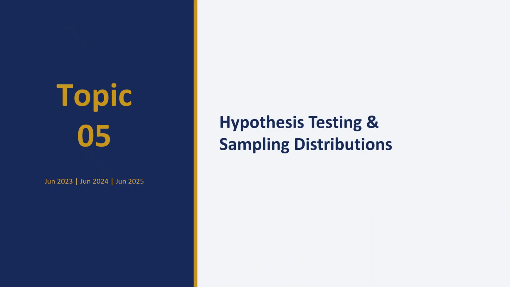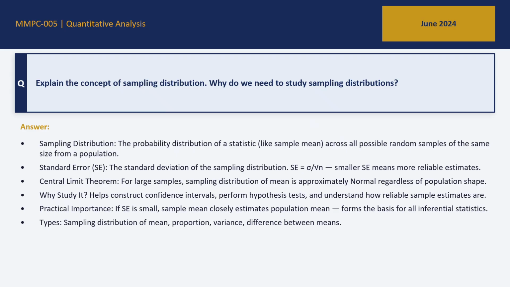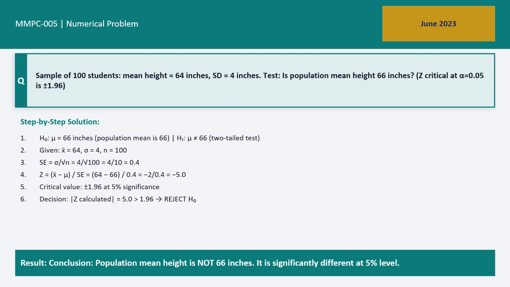Next, we move to sampling distribution and hypothesis testing. Sampling distribution is the distribution of a statistic like sample mean across different samples, and standard error measures its variability. Central limit theorem states that for large samples, the distribution becomes normal. Hypothesis testing involves stating null and alternative hypotheses, calculating test statistic like Z, and comparing with critical value. If calculated value exceeds critical value, reject null hypothesis.